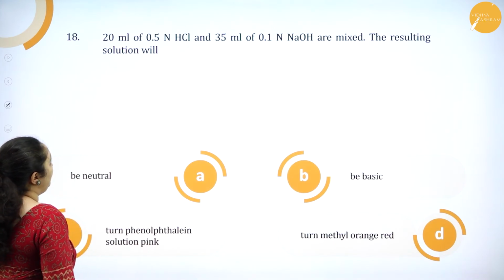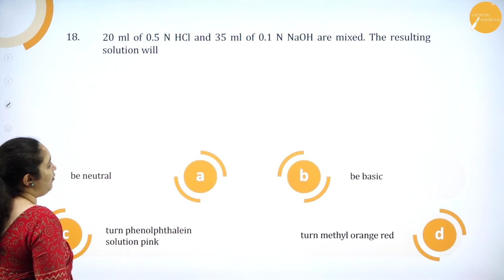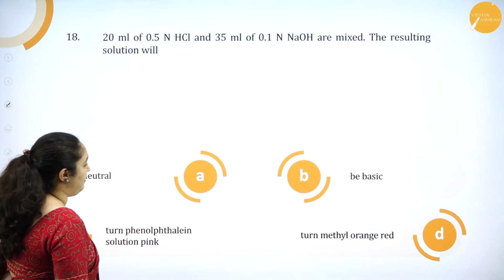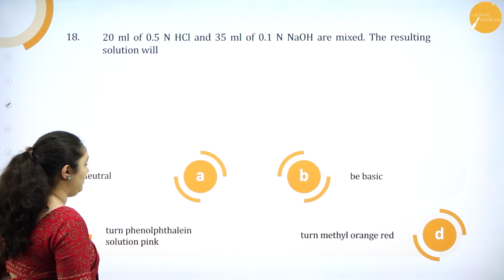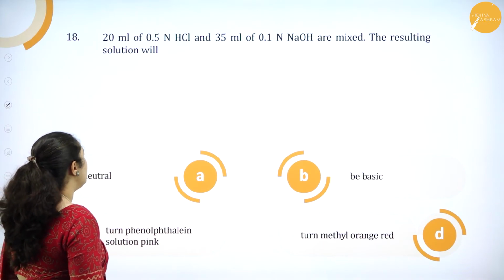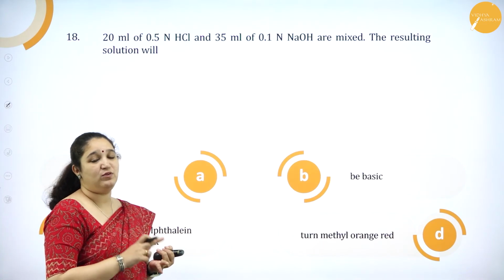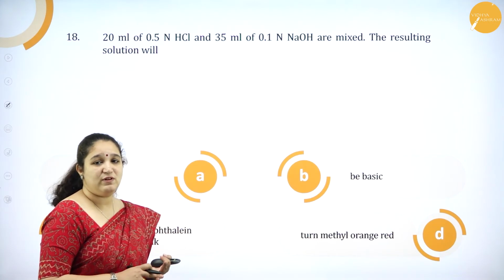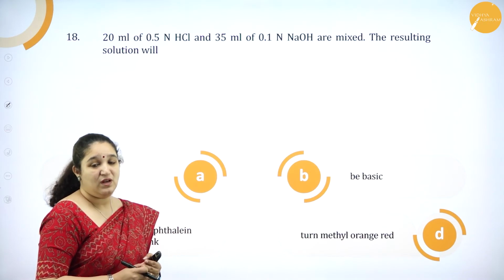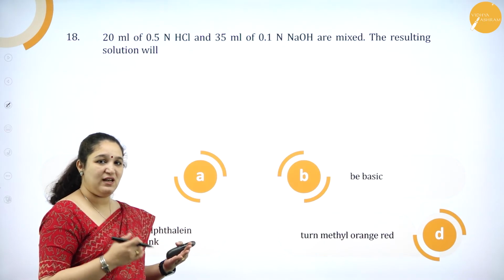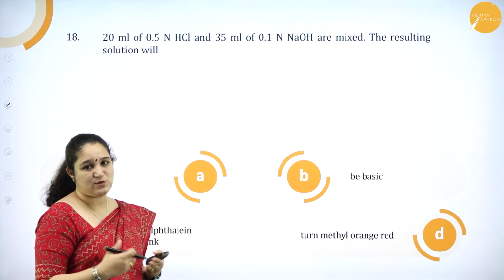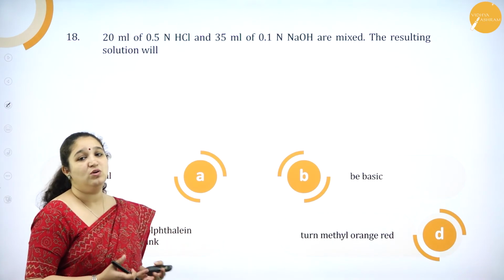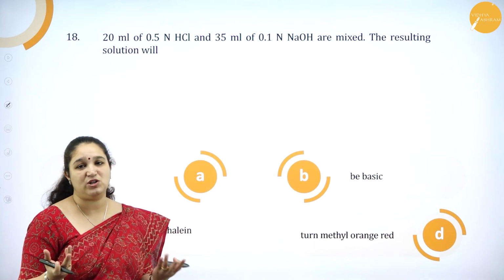20 ml of 0.5 normal HCl and 35 ml of 0.1 normal NaOH are mixed. The resulting solution will be neutral, basic, turns phenolphthalein solution pink, turns methyl orange red. So we have 20 ml of 0.5 normal HCl and 35 ml of 0.1 normal NaOH. First we will find out the gram equivalent mass. So the number of gram equivalents of HCl and NaOH which will neutralize one another. The one which is in excess, then we will see whether it is acidic, basic, or whether it is changing the color of methyl orange or phenolphthalein.